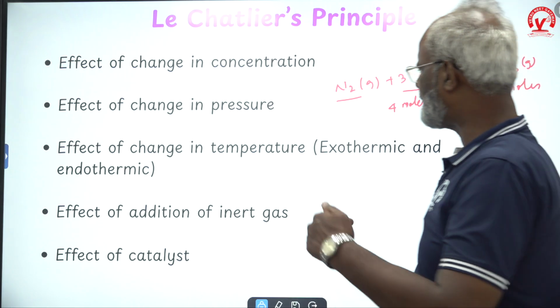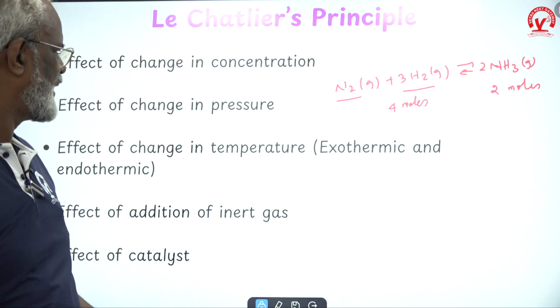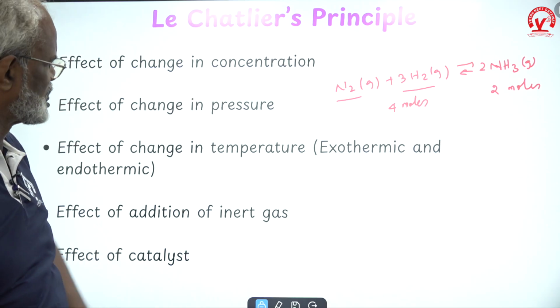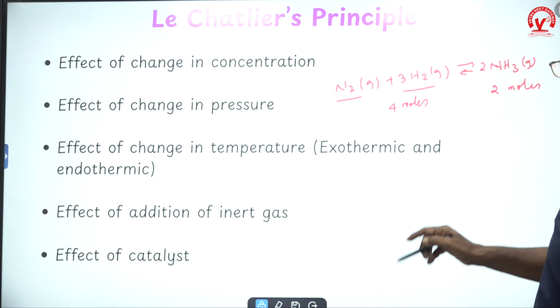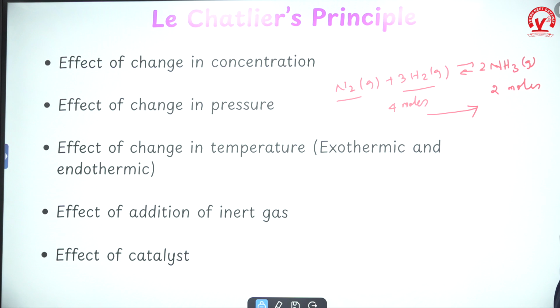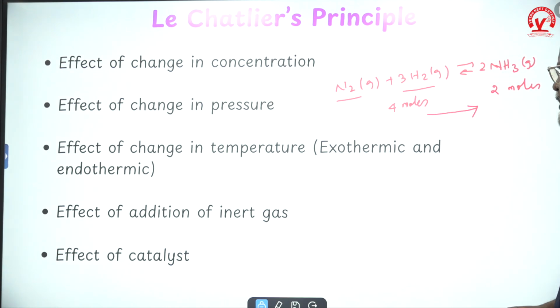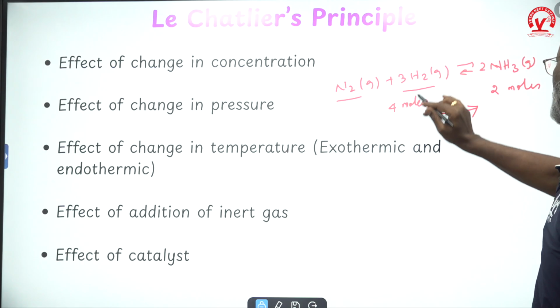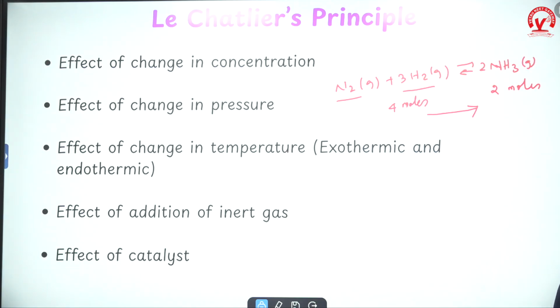Now if I increase the pressure, the volume will naturally get reduced. If you increase the pressure, the volume will be reduced in a gaseous system. So if the volume has to get reduced, then the equation has to move towards the forward direction, because the reactants have 4 moles and the products have only 2 moles. Therefore, the change in pressure will affect the reaction to proceed towards the products. The forward reaction will be favored.